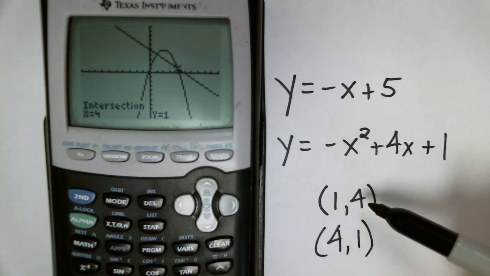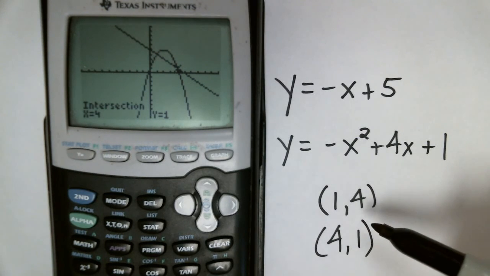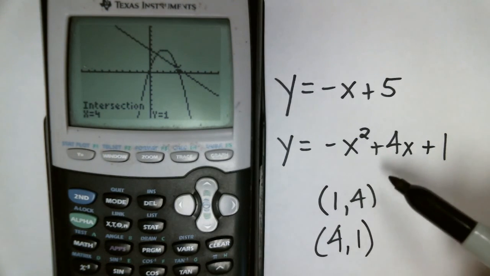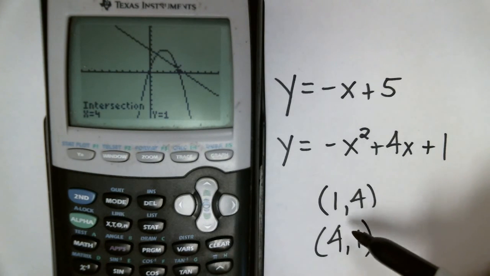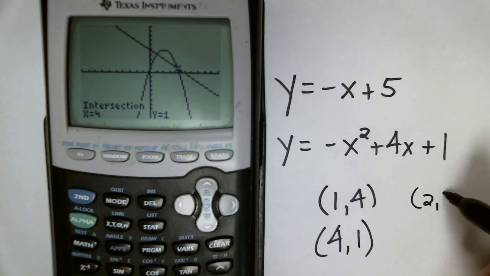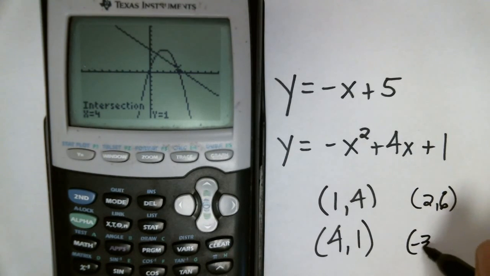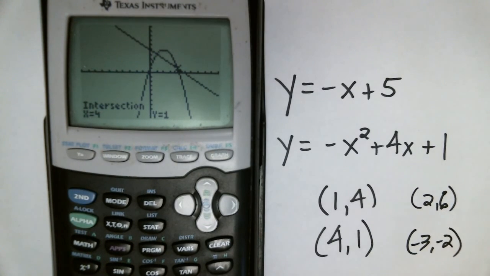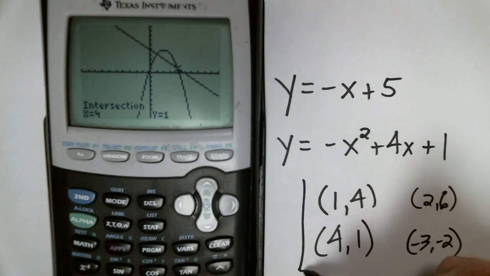By the way, 1, 4 and 4, 1, that's a pure coincidence. Don't think that, oh, if I do a calculator, I find the first one, I just have to reverse it. No, that's not the case. I could have 2 points that are at 6, 2, 6, and the second solution at -3, -2. Okay, I can have anything. So don't let that fool you.